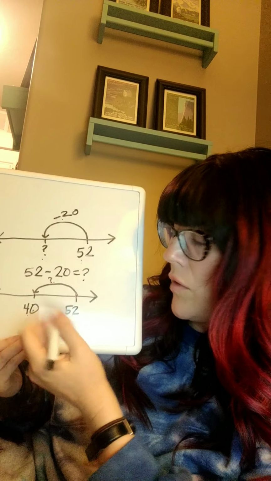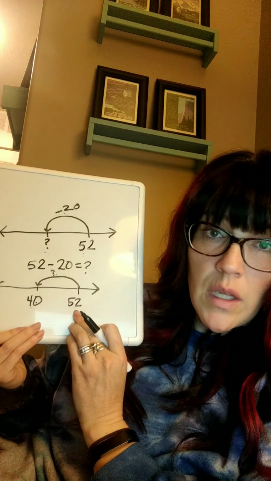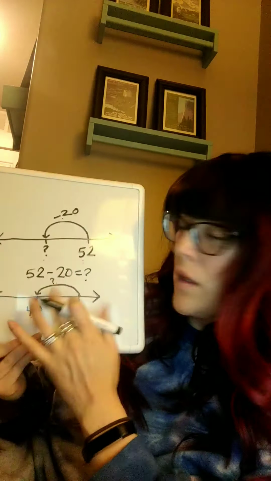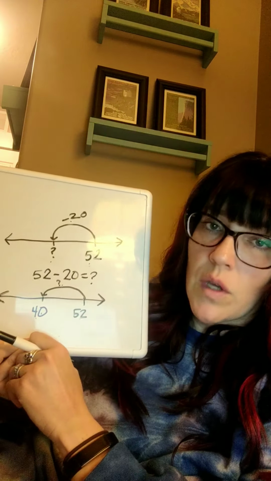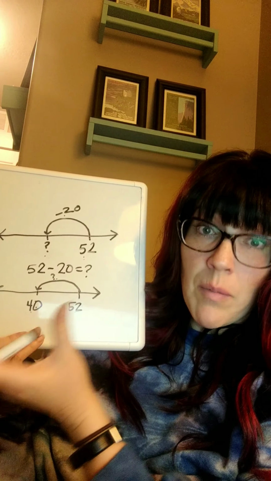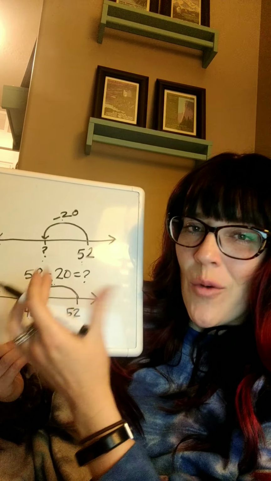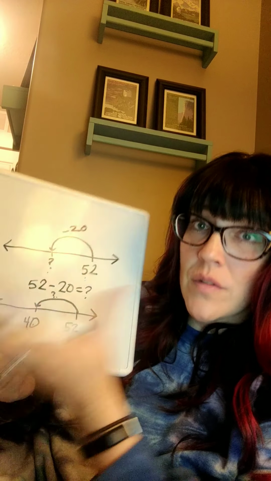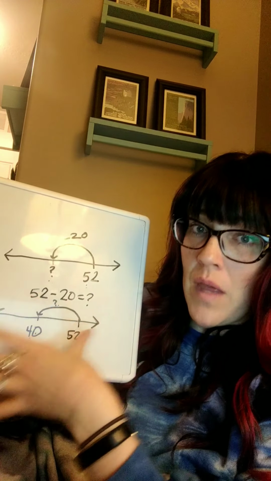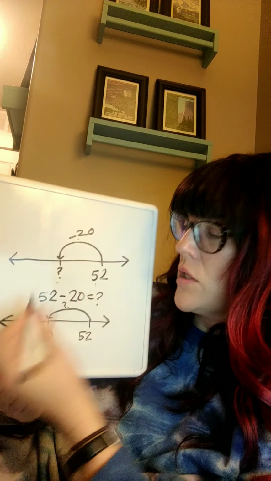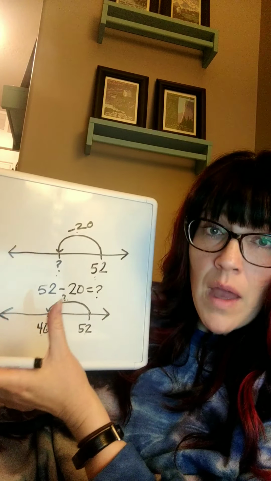Maybe there are 52 cookies in the cookie jar. Lily Bell ate some of those cookies. Now there are 40 cookies in the cookie jar. How many cookies did Lily Bell eat? Okay, so you can look at these models and the goal is to be able to come up with a situation to match, and also a number sentence. So what would that number sentence look like?